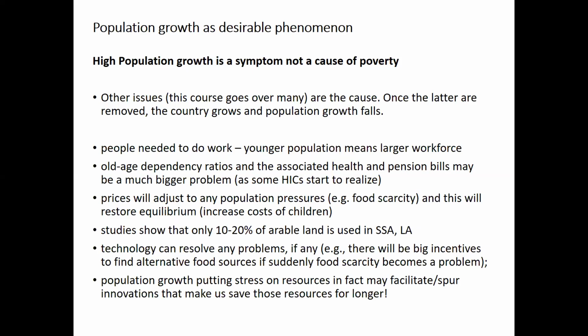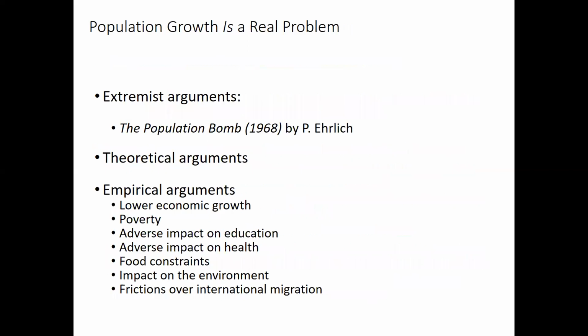In places like Sub-Saharan Africa or Latin America, only 10 to 20% of usable land is used. So there's a lot of extensive margin in which you can increase food production. Technology, which Malthus ignored, and the case of India, for example, the Green Revolution, suggests it can resolve a lot of these population growth issues. The strain that population growth puts on resources may also increase the incentive to innovate and solve those problems. And so population growth may be a desirable phenomenon.